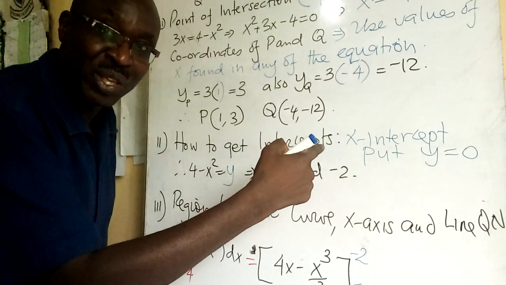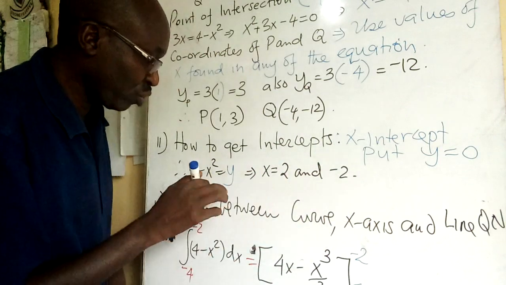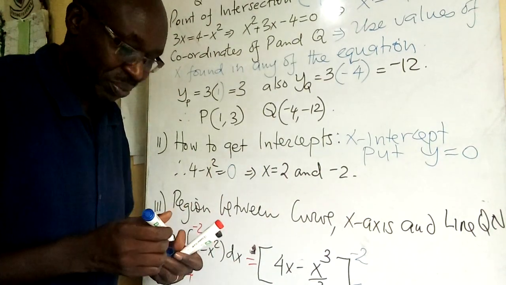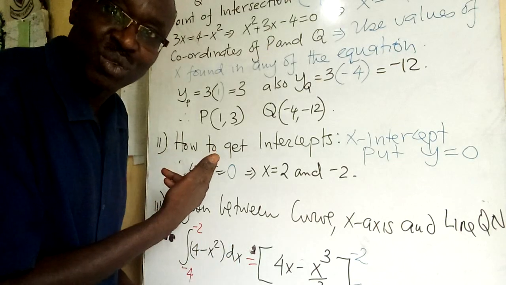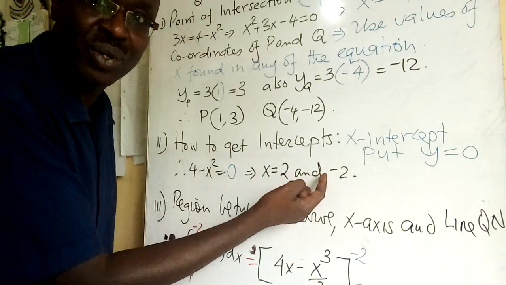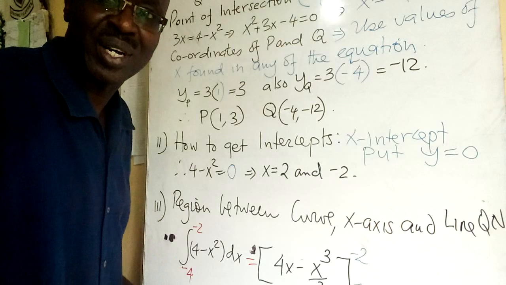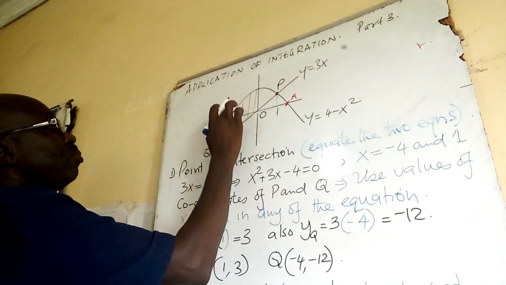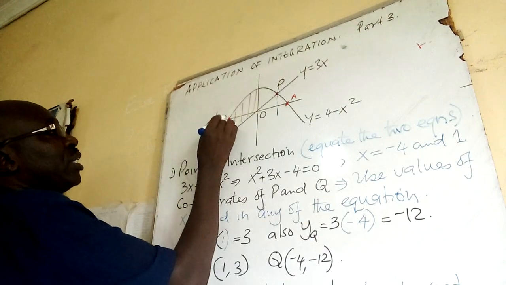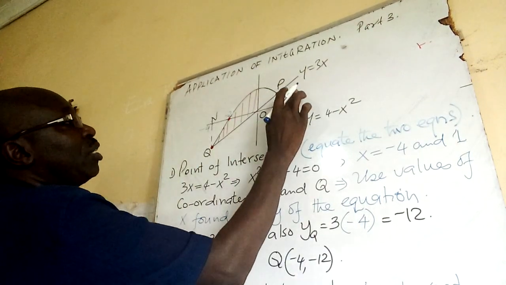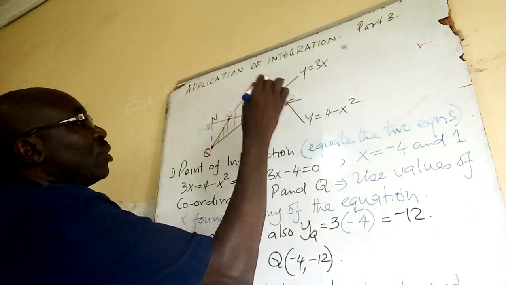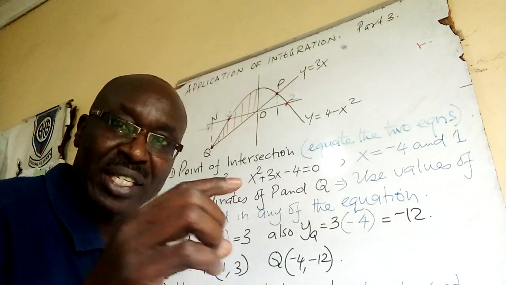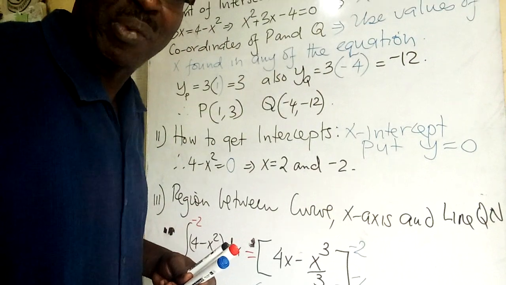And you only put y is equal to 0. So in place of this y, I put 0. Then you get the square root of 4, which can be plus or negative 2. We go back again a bit. That means this point is negative 2, and this point is 2. See, step by step.